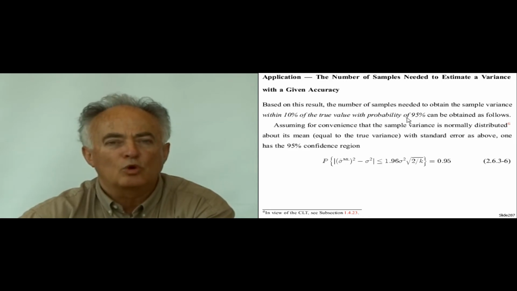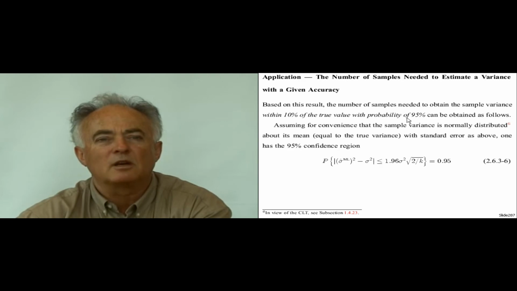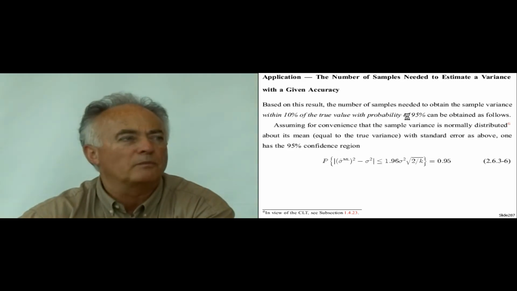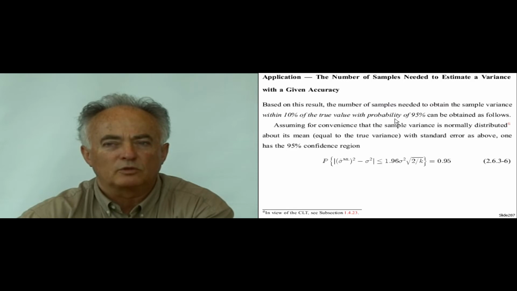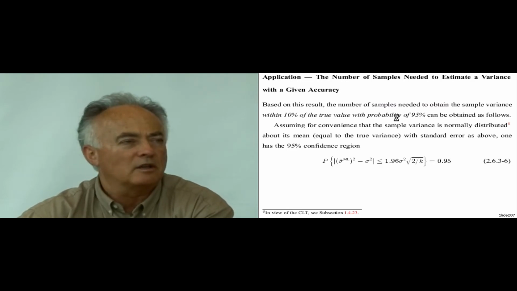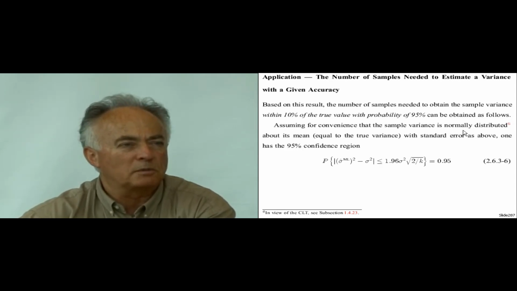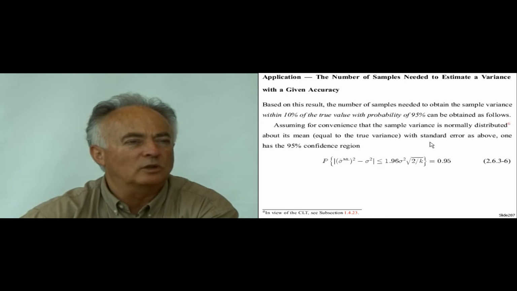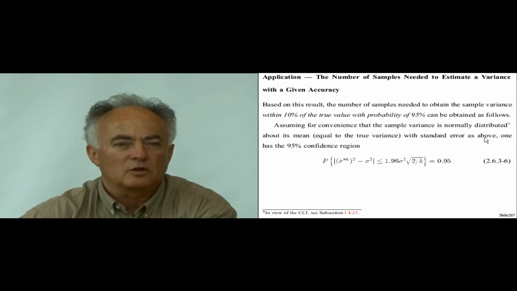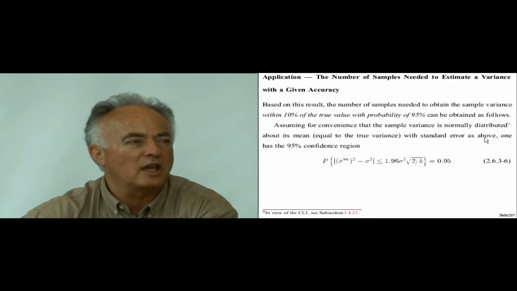So here are the two qualifiers. With high probability, we want a highly accurate result. Because remember, the output of any estimator is a random variable, so you have to qualify these things appropriately. Now, we will make an assumption, which is really an approximation, that the sample variance is normally distributed about its mean, which will be equal to the true variance because we saw it is unbiased, with standard error as above, that sigma square root 2 over k.